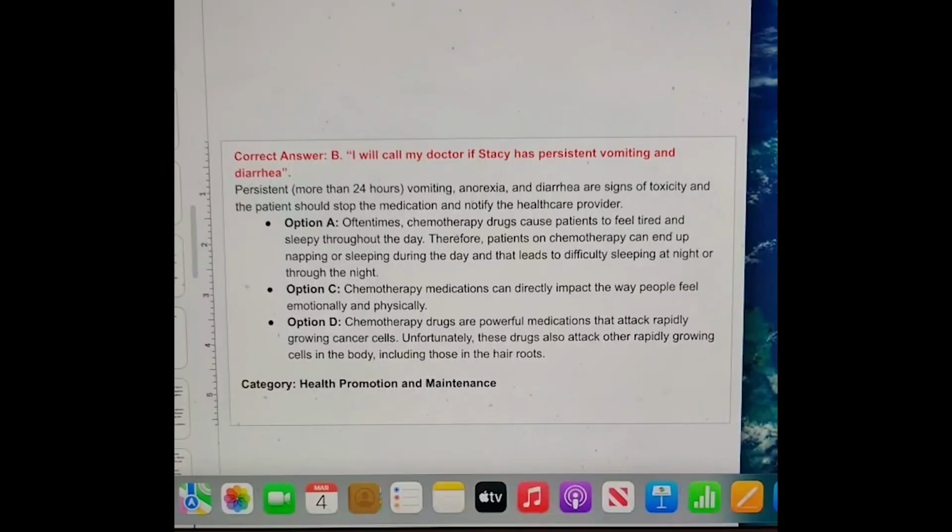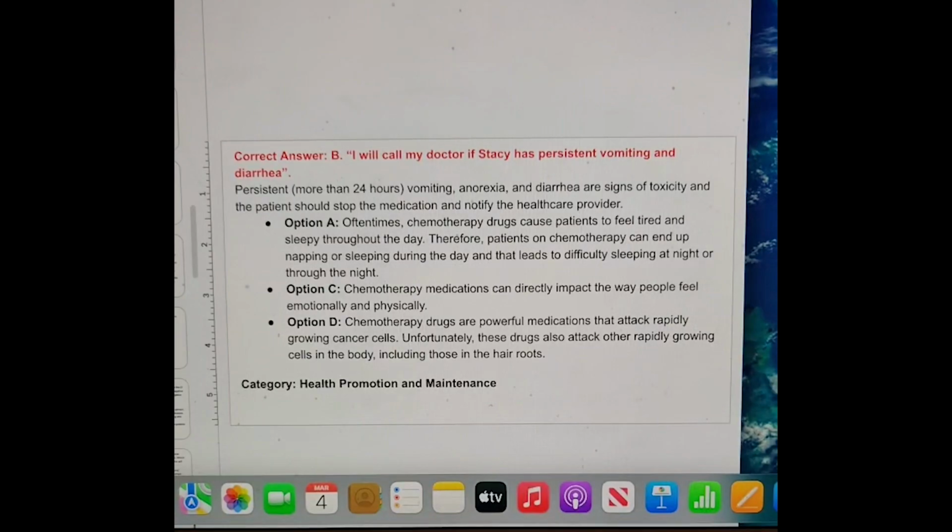The answer is B. I will call my doctor if Stacy has persistent vomiting and diarrhea. Persistent, meaning more than 24 hours of vomiting. Anorexia and diarrhea are signs of toxicity, and the patient should stop the medication and notify the healthcare provider. That is part of health promotion and maintenance, which is 6 to 12% on the NCLEX exam.